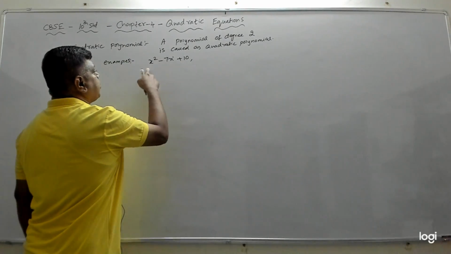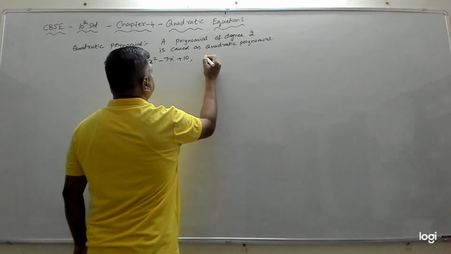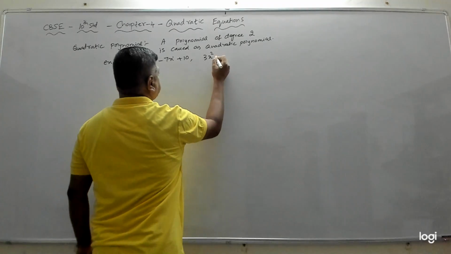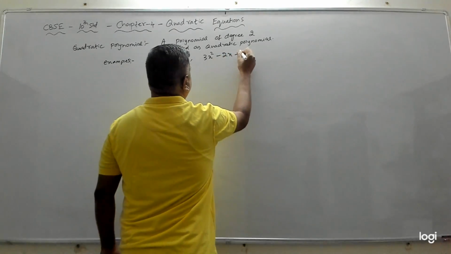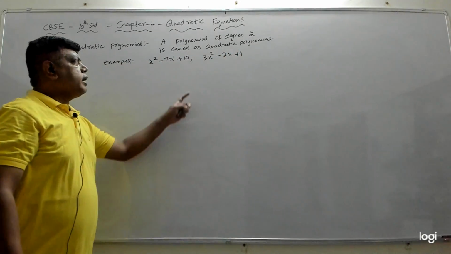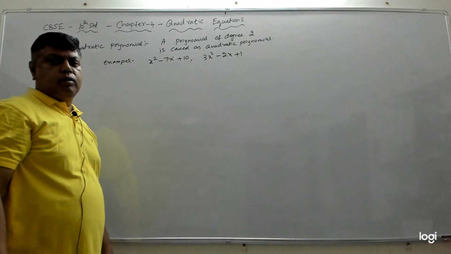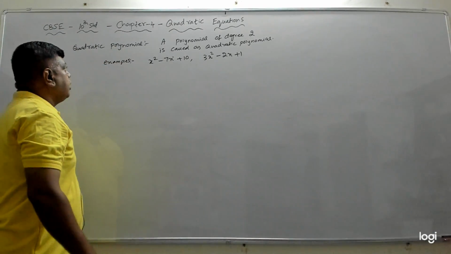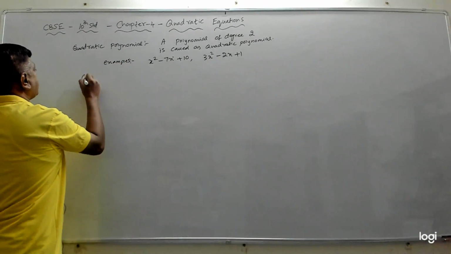So it is an example of a quadratic polynomial. We can have another one like 3x square minus 2x plus 1. This is again a quadratic polynomial. Now, what is a quadratic equation?